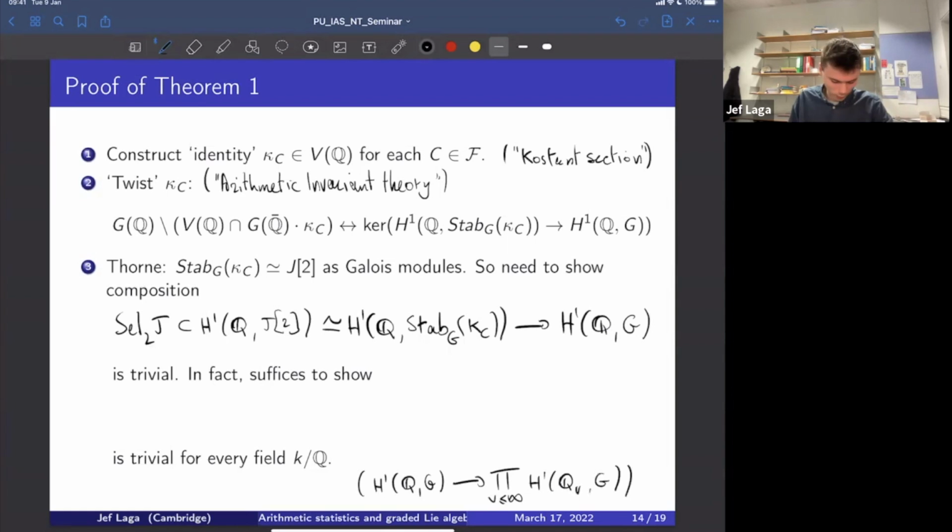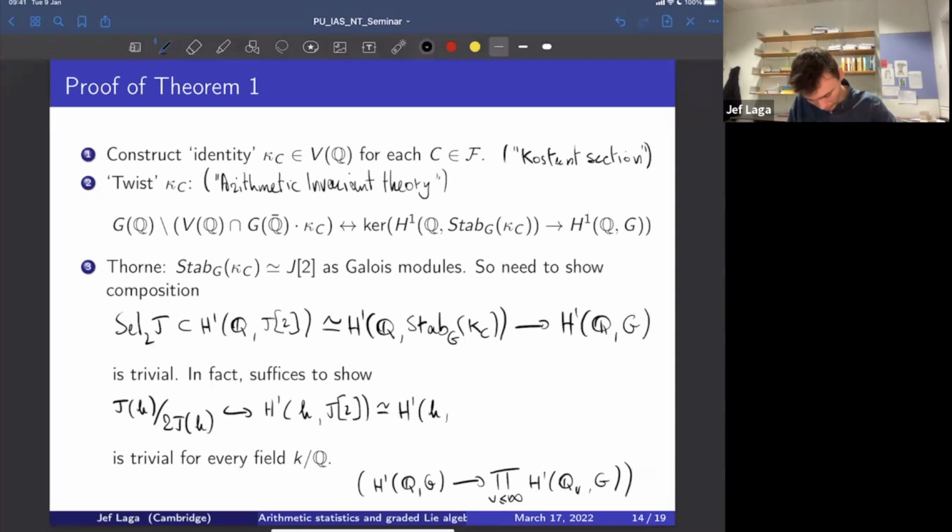We need to show, or we're reduced to showing, using the definition of the two-Selmer group, that if you consider instead the following composite for any field extension over Q, in fact only looking at completions of Q suffices, but we can prove it for any field extension. We need to prove that for any field extension, the following composition is trivial. Or again, you map it into H1 of G. All right, and that will be exactly what we'll show. And I'll explain this in the next slides.